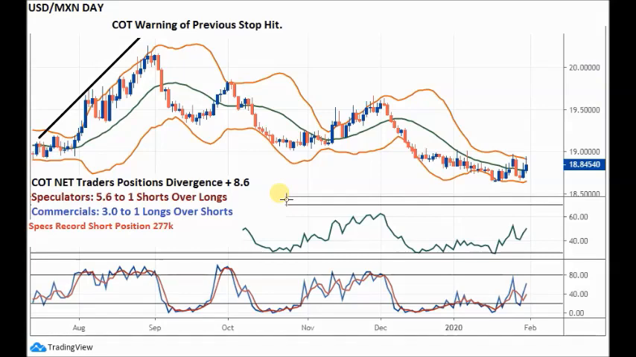It's a really decent divergence in the pair of 8.6, speculators 5.6 to 1, shorts over longs, commercials 3 to 1, longs over shorts. But even better, we've got specs, a record net short position, 277k in the market. Now, when the specs had fewer short positions over here, you got a stop, and the commercials are heavily long. This is a really fast moving volatile pair. Went straight up, then we topped out. Now, in terms of the position, it's even bigger now, and I think we're getting ready for a move up.